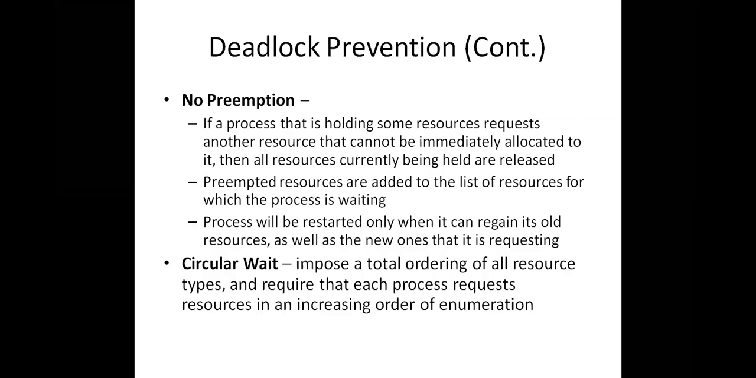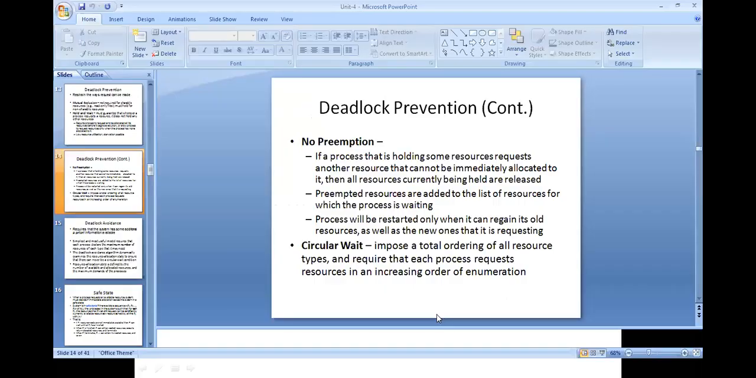What is circular wait? P1 is waiting for the resource which is allocated to P2, and P2 is waiting for the resource which is allocated to P3, and so on. P3 is again waiting for the resource which is allocated to P1. So that is the circular wait. So how can we avoid circular wait? Observe here, each process requests resources in an increasing order of enumeration.